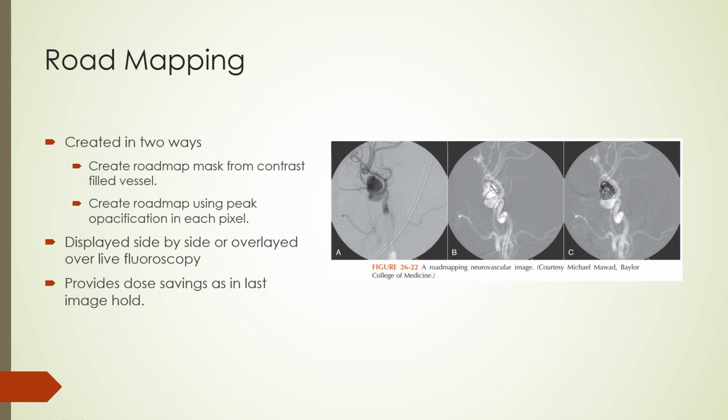Road mapping is an imaging mode used to create a map of vascular anatomy that aids the navigation of catheters. A road map can be generated in two ways, either by using a stored image of a contrast-filled vessel or, in a more complex fashion, by using the peak opacification in each image pixel obtained from a series of post-injection images. The roadmap image can either be displayed alongside a live image on another monitor or overlaid on the live fluoroscopic image. Road mapping is a video-enhanced version of last image hold, so it provides the same level of dose savings.